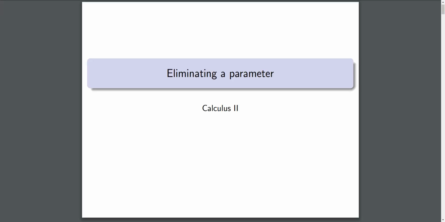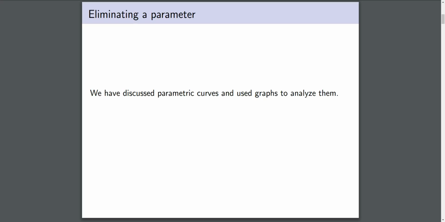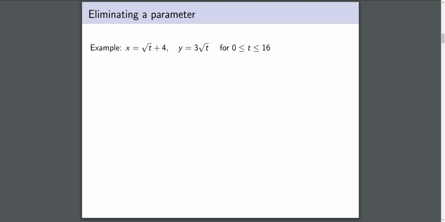The problem that I want to discuss next is called eliminating a parameter. And it's related to what we were doing last time. We were talking about making graphs of parametric curves. Another way to analyze these curves is using algebra. And I'm going to look at how to do this by going through an example.